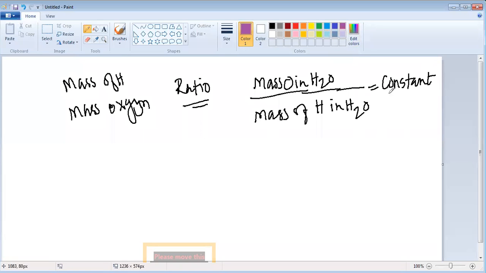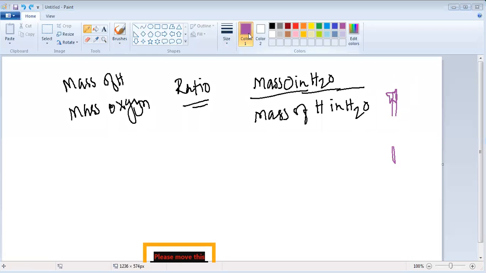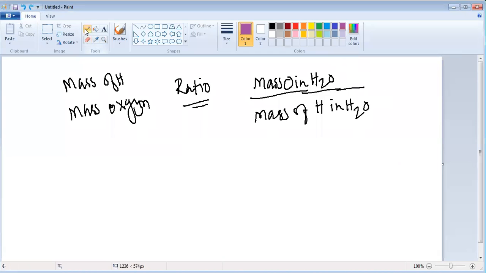Constant, what is the meaning of constant? That this proportion, my dear students, never changes. The proportion of this hydrogen and oxygen does not change, is always constant, and constant means does not change.